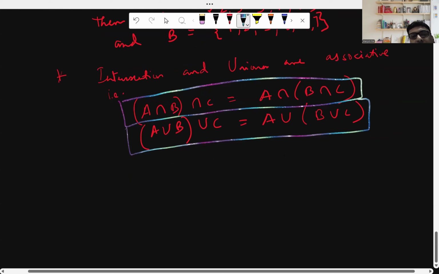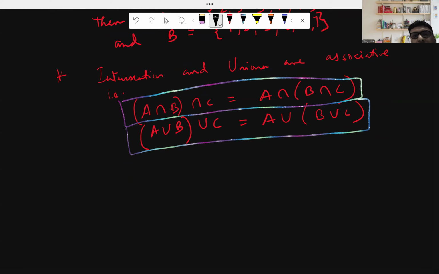And these properties are very easy to verify. If we take three sets like this, and if we take the union of the first two sets and then take the union with the third, that is the same as taking the union of the last two sets and then taking the union with respect to the first. And similarly, with respect to the intersection, the associative property holds.